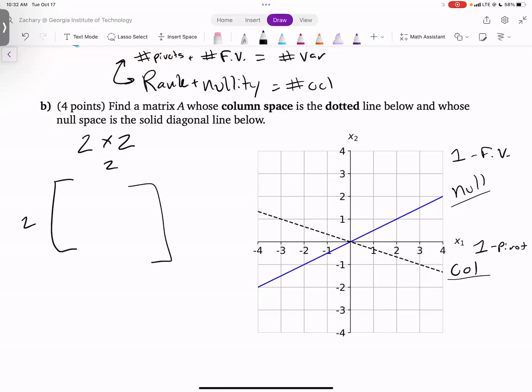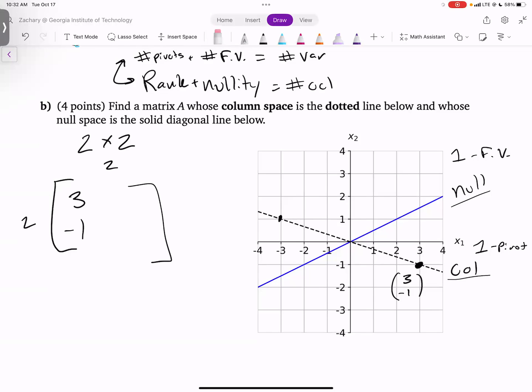Okay, so the way I always start these is I first find a point on my column space, and I call this my first column. So this is the point, or this is the vector 3, negative 1. Okay, 3, negative 1. Okay, I'm halfway there. I have two entries. Okay, you can pick any point on this line to be my first column. I could have just as easily made it negative 3, positive 1. That's totally fine and right as well.